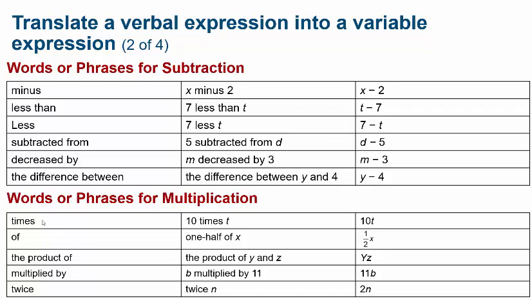Multiplication: times, of, the product of, multiplied by, twice, 3 times, things like that indicate multiplication. For example, 1/2 of x. Of tells me to multiply 1/2 times x. b multiplied by 11 would be 11b. You can see how these words translate to multiplication.